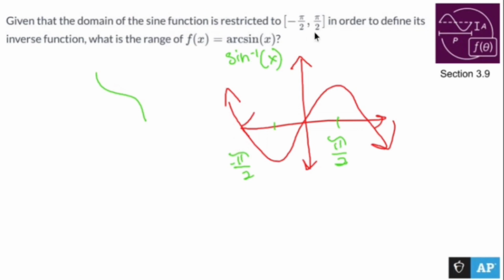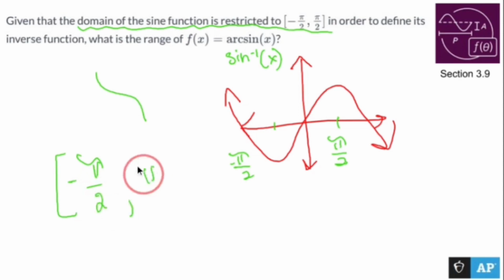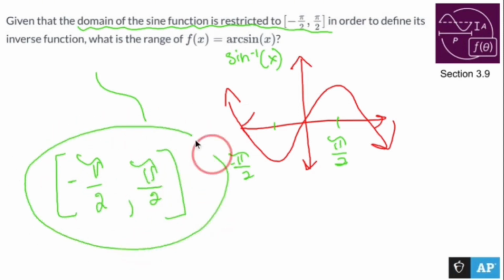Now, in order to define its inverse function, what is the range of arc sine? Well, the range of an inverse is the domain of the original. And it tells you right now that the domain is that. So the domain of the original is negative pi over 2 to pi over 2, which means the range of the inverse is going to be the same exact thing. So there you have it.